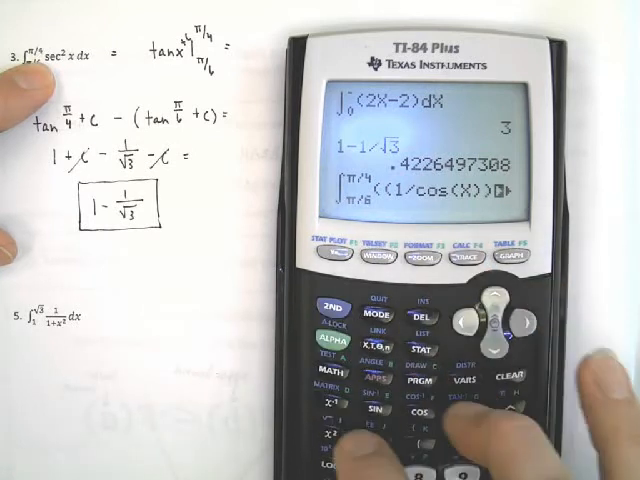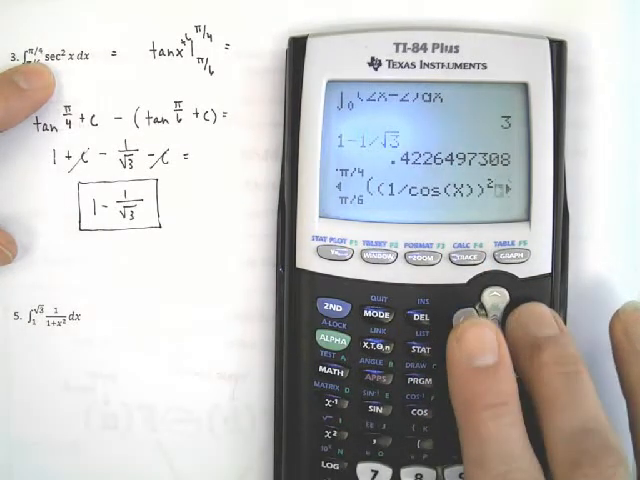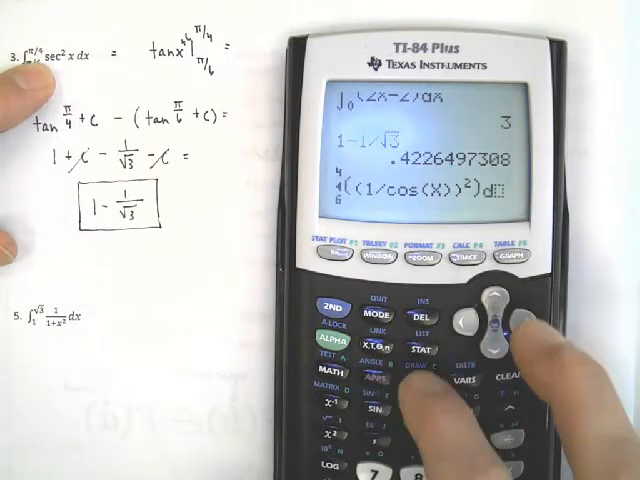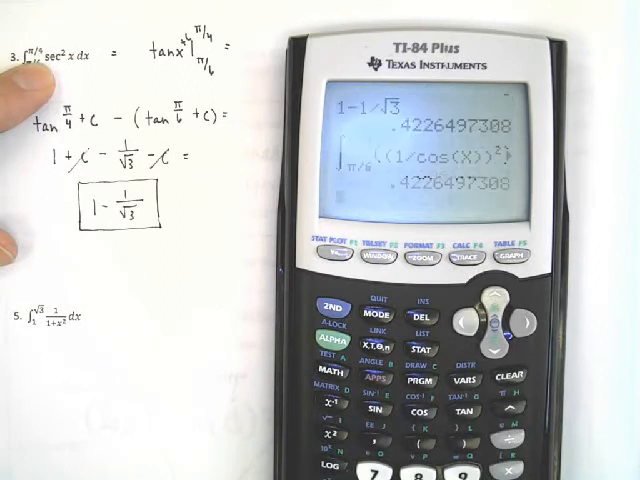Let's see. I'm going to insert my squared. Nope, that's not where I want it. Yeah. And then I have dx. Okay, and I can check that I got the right answer.